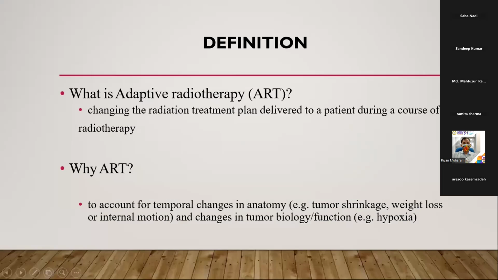Well, the previous speaker has already told what adaptive radiotherapy is. It is basically when there is a change in the radiation treatment plan, because there will be a change in the patient's anatomy in the due course of the treatment while the patient is undergoing radiotherapy. So a new plan is required, which is known as adaptive radiotherapy, so that it will be the best possible suited for that particular fraction.